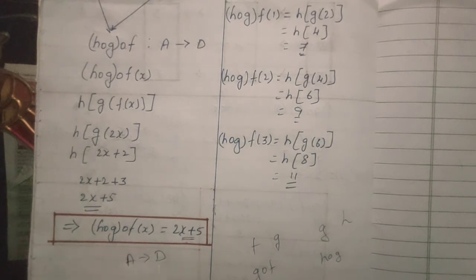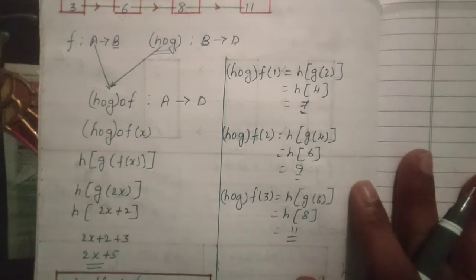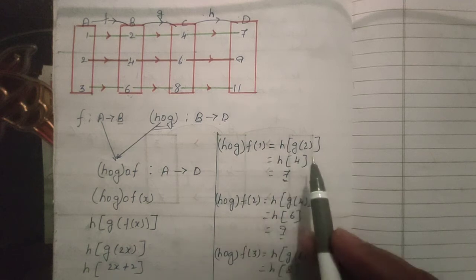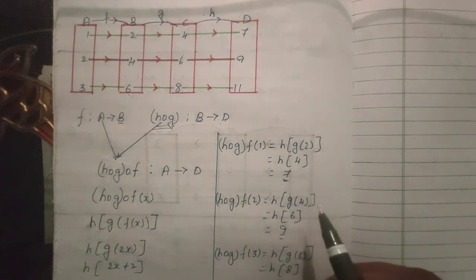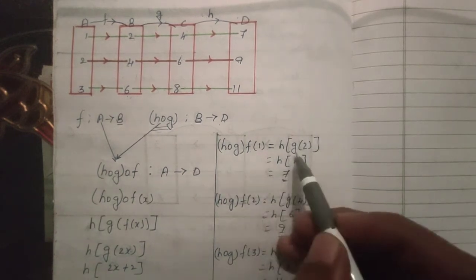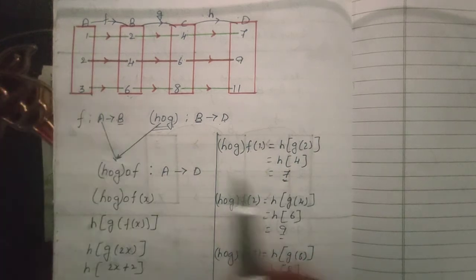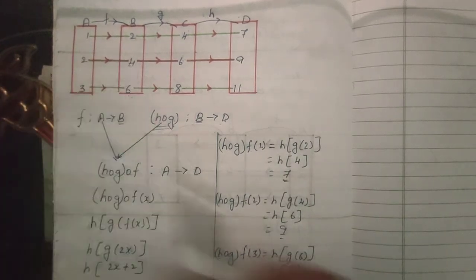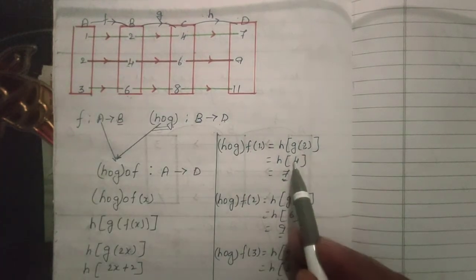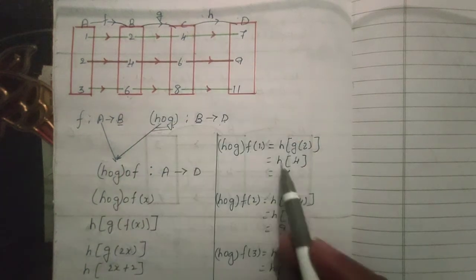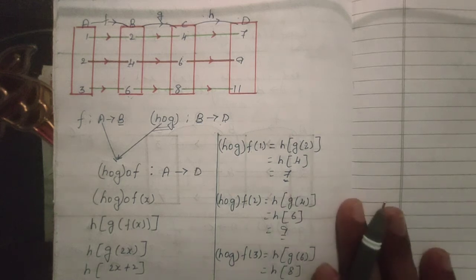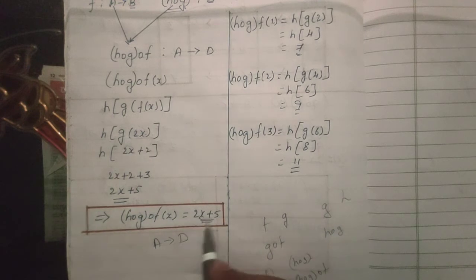Whether it satisfies the conditions or not, let us check. Here I have taken the function h of g of f, which is nothing but 2x plus 5. Now let us check normally. First f of 1, what do I get? 2. This 2 I substitute into the g function and get 4. This 4 I substitute into the h function, I get 7. Similarly I have done the others. Whether this is correct or not, let us check.